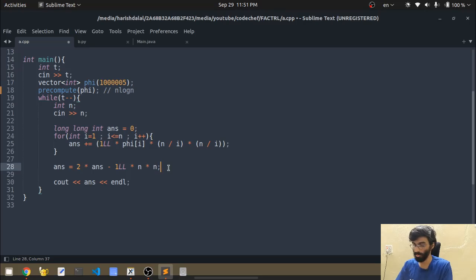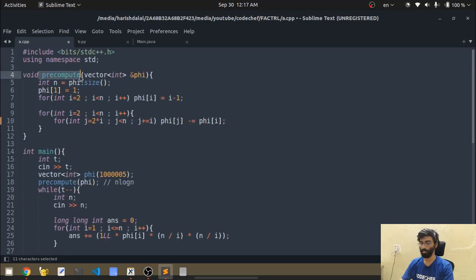So it will be 2 times a greater than or equal to b subtracted by a equals to b, because we are considering a equals to b 2 times here, we have to subtract it at least one time to get a equals to b only one time in our final answer, and finally printing out the final answer. So this is the function I am using to compute my phi values from 1 to n, and the complexity for which is n log n.